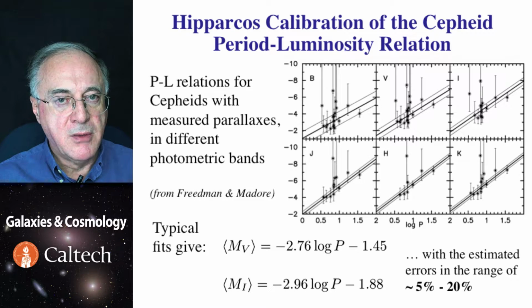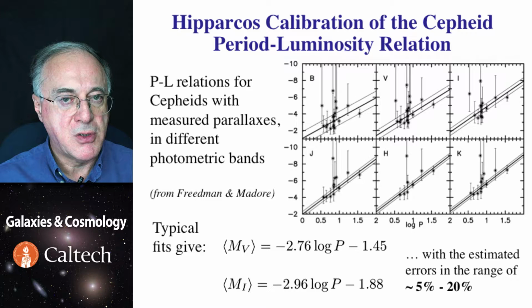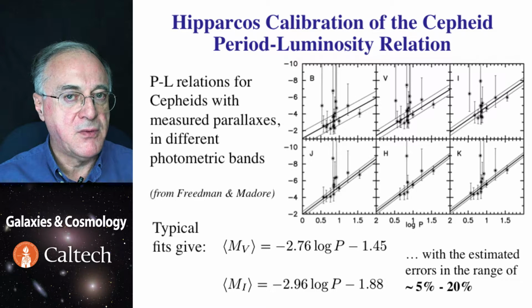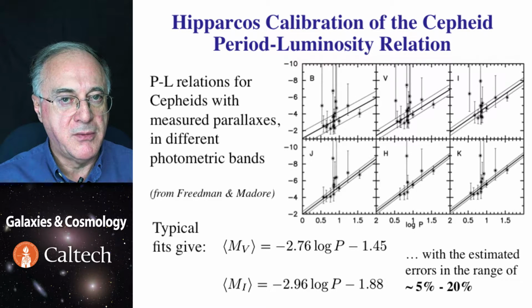But in any case, for the first time, they gave us an absolute calibration of the period-luminosity relations for Cepheids. This is going to get a lot better with the Gaia satellite, which is an astrometry mission, which will measure a much larger number of pulsating stars with a much greater precision.